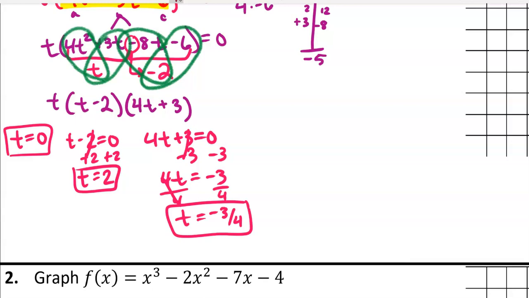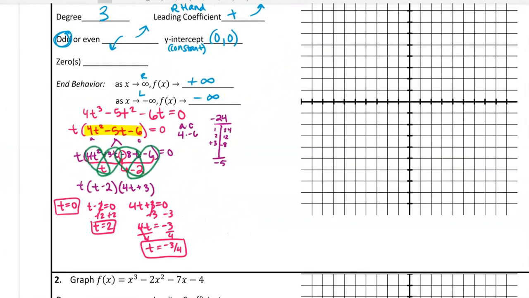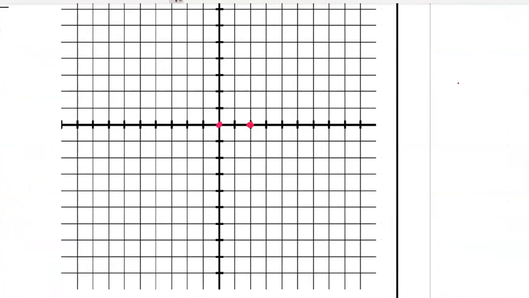All right, we got our 3 zeros. Let's go ahead and write those in the space up here. So our zeros are 0, 2, negative 3 over 4. Let's go ahead and plot them on the graph. 0, I'm going to zoom in. 0, 2, and negative 3/4 is going to be about right there.